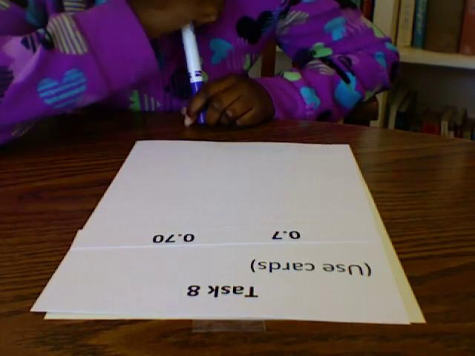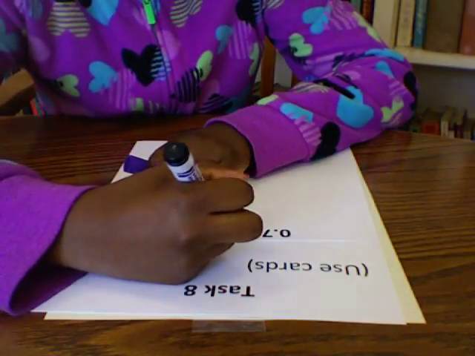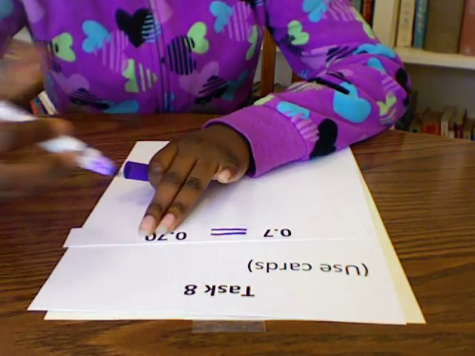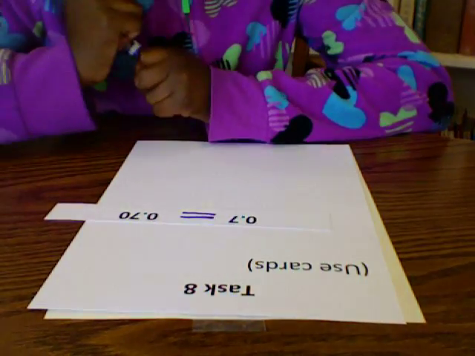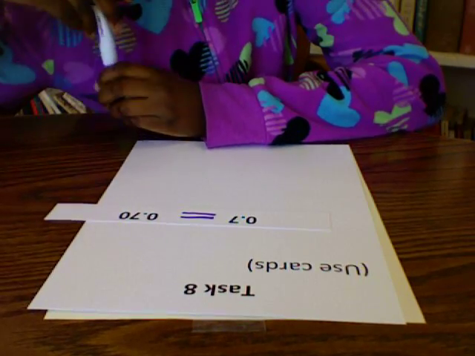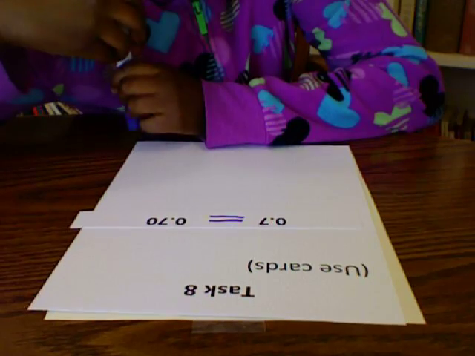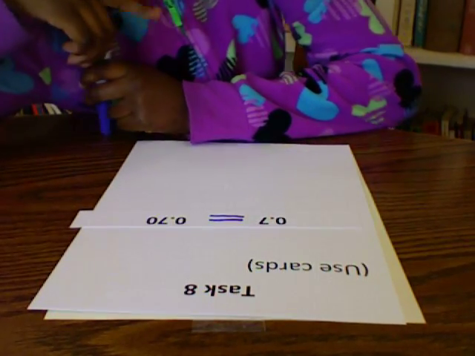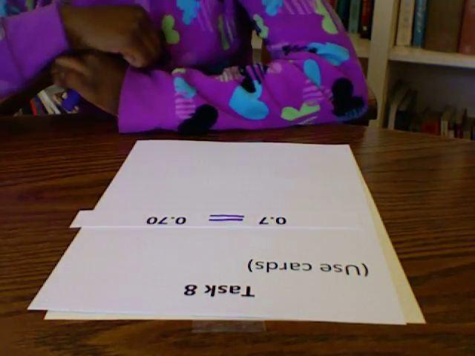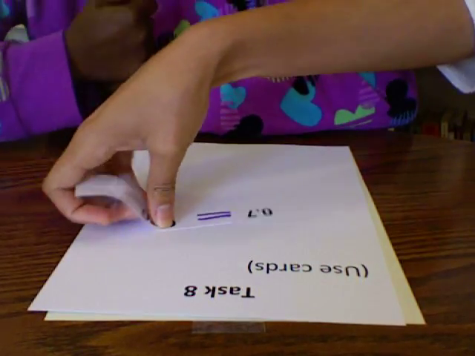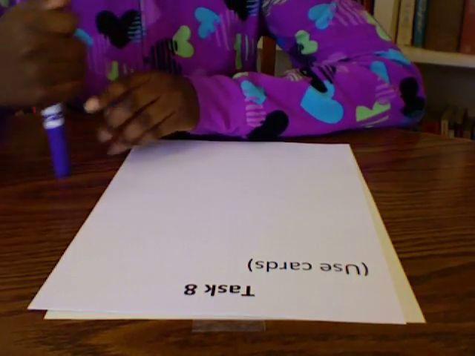How about with those two? They're the same. Equal. Can you draw that for me? And how'd you know those were the same? Because 0 and 7/10 is the same as 0 and 70/100, because 70 is basically like a 10. Okay. Perfect. So we're done with task 8. Two more tasks.